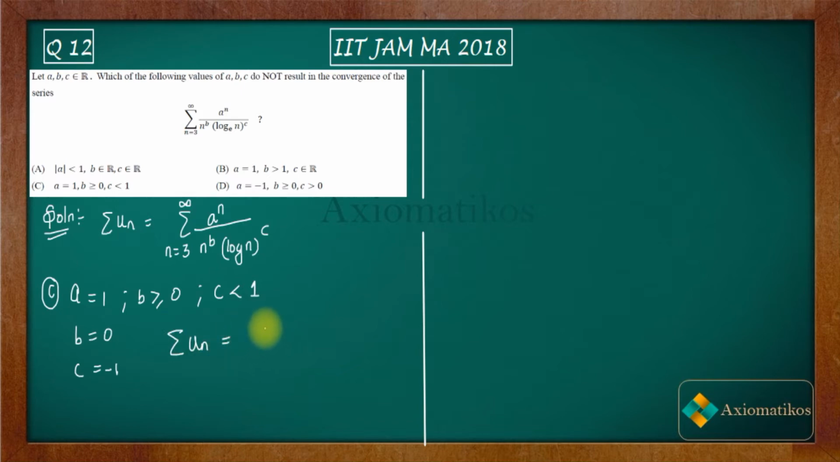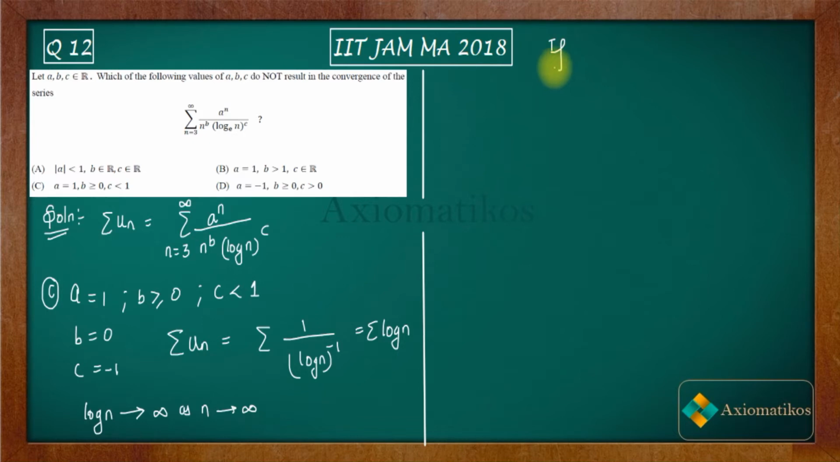So what will be summation un then? Summation un will be summation 1 by (log n) to the power minus 1, which is equal to summation log n. Now you know that log n itself as a sequence is a divergent sequence. That means this quantity goes to infinity as n goes to infinity. Now what do you know about series convergence? What is the necessary condition for convergence of series? You know that if summation un is convergent, this is a note for you, this is called the necessary condition, then un should go to 0 as n goes to infinity.